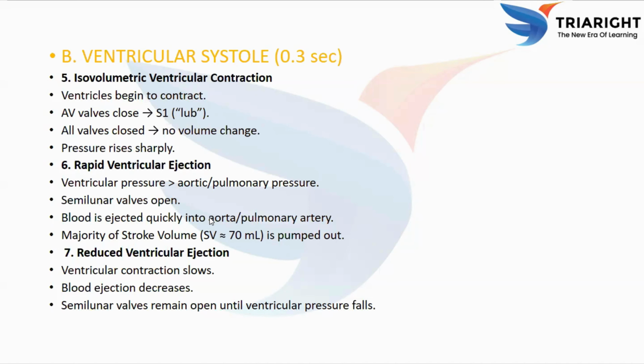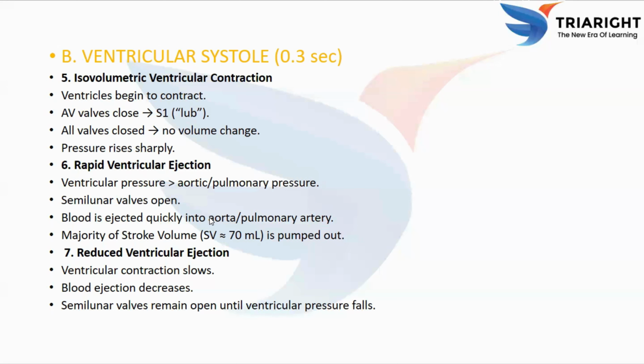So what do you mean by isovolumetric ventricular contraction? Here the ventricles start to contract. The AV valves, called the tricuspid and mitral valves, close, making the heart sound, lub. All valves are closed, so the blood cannot move and the volume stays the same. The pressure inside the ventricles rises sharply. So what is the simple meaning of this? The ventricles squeeze, but since all valves are closed, pressure builds up inside, like pressing a filled balloon with no air escaping. Now you can understand very easily.